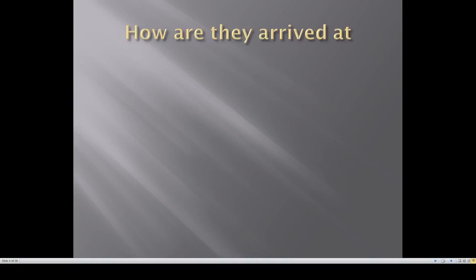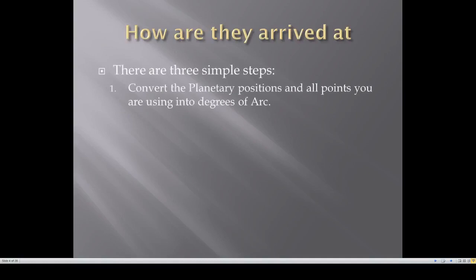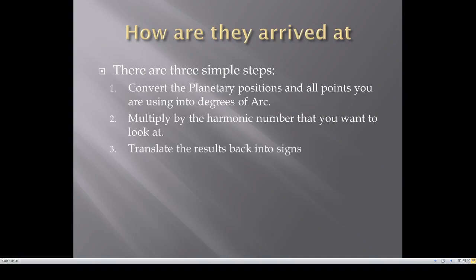So how are they arrived at? There are three simple steps. First, convert the planetary positions and all points you are using into degrees of arc. Next, multiply by the harmonic number that you want to look at. Then finally, translate the results back into signs.